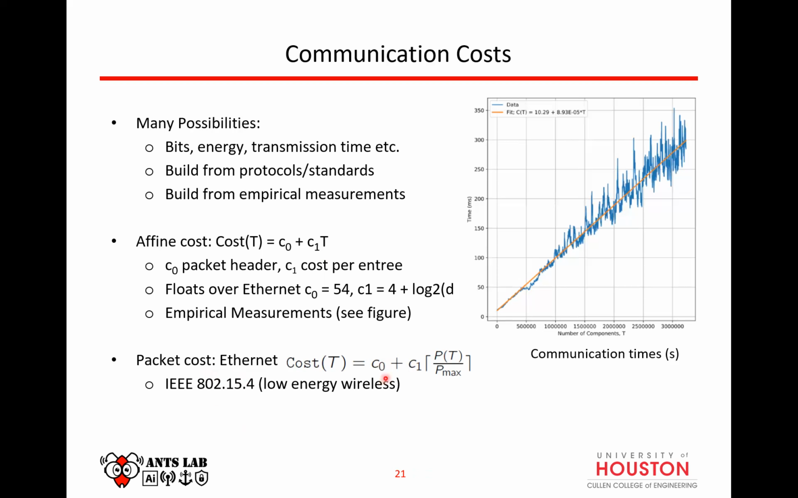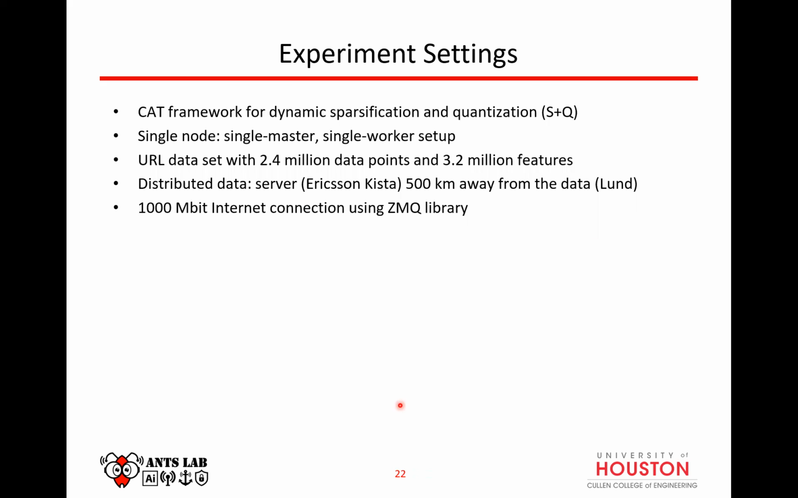Like maybe if you're using Ethernet, then for the cost, you can use both the communication overhead part and the payload part, like we saw in the previous slide. Or you can use some other technology like low energy wireless, etc., to tune your sparsity budget and do the training. So these are all the theoretical parts of this paper. Next, I have some experiment settings. If you have any questions, you can feel free to ask.